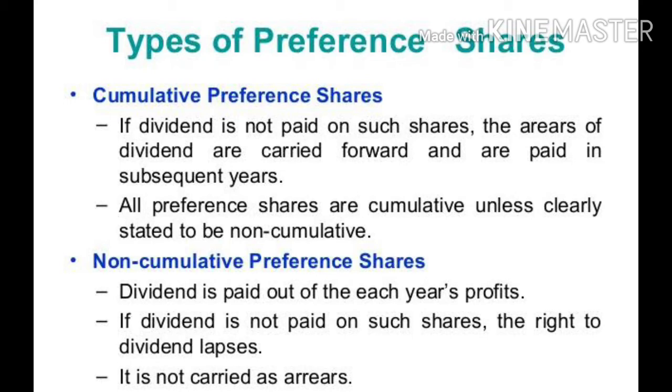Almost all preference shares are cumulative unless the company clearly states them to be non-cumulative. Next, non-cumulative preference shares. Dividend is paid out of each year's profit. If dividend is not paid on such shares in any year, the right to dividend lapses, which means it is not carried as an arrear to the next year. So these shares are considered non-cumulative preference shares.